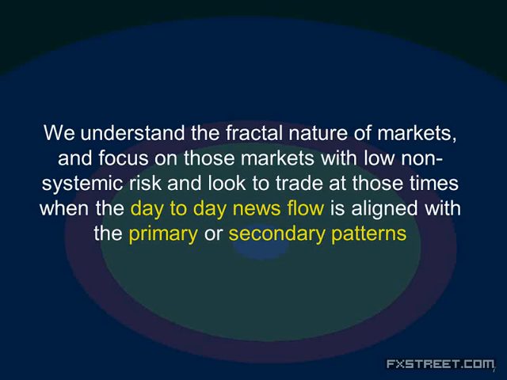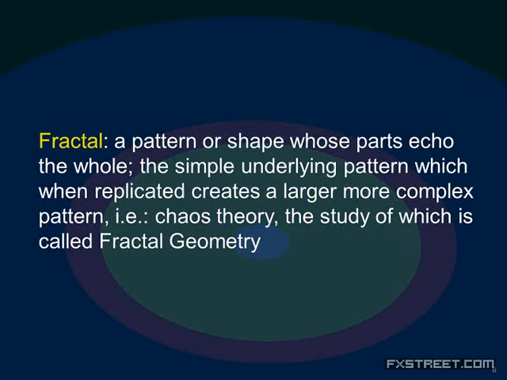Now, also at the beginning, we say we understand the fractal nature of markets. That means before we go forward, we're going to have to define the term fractal for you guys. A fractal: a pattern or shape whose parts echo the whole. The simple underlying pattern, which when replicated creates a larger, more complex pattern, i.e. chaos theory, the study of which is called fractal geometry. These are big words. In the end, it's going to be just a simple AB pattern or ABC pattern, whatever, that continues to get replicated.